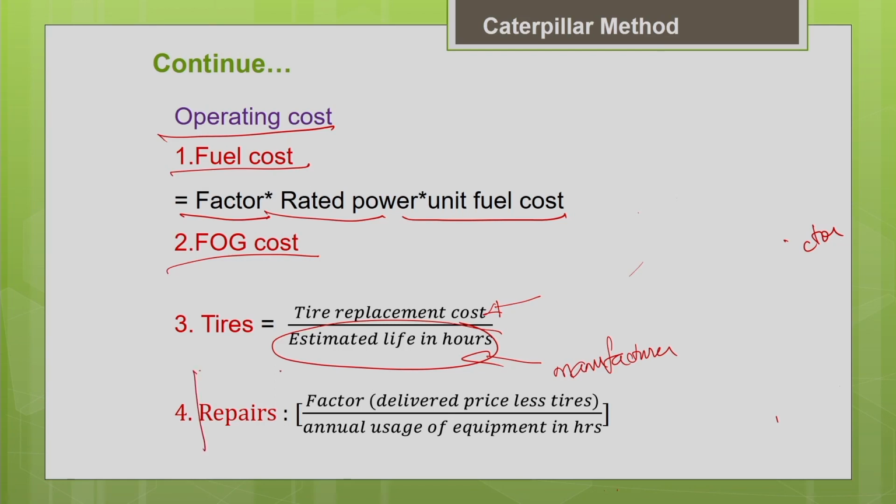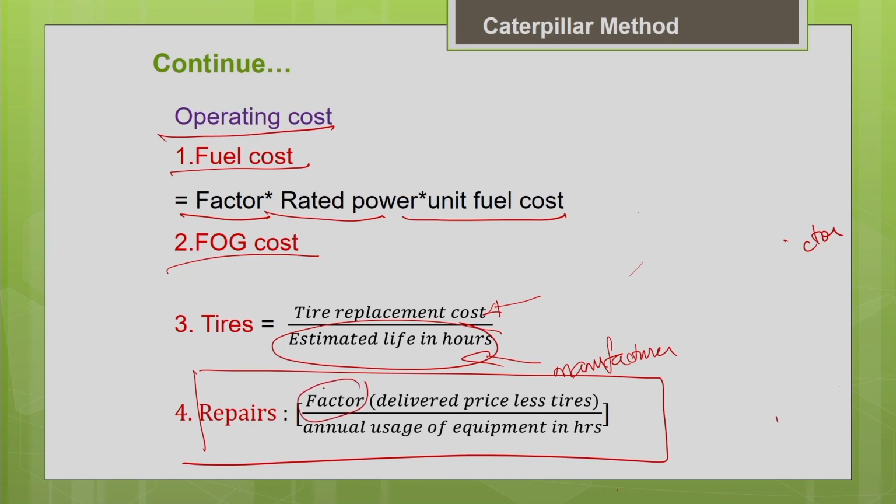Another thing is the repair of your machine other than tires, so maintenance and repair of your machine excluding the tire cost. The tire repair we consider separate from the repair cost of the remaining part of the equipment. For the repair cost estimation of the equipment, you can follow this methodology: take the repair factor as a percentage of the initial cost of the machine, that is, of the delivered price of the machine excluding the tire cost. That will give you the repair cost.